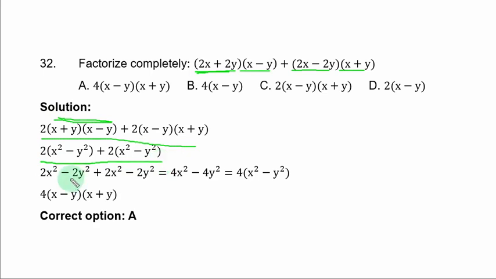If you open the bracket now, you have 2s squared minus 2y squared plus 2s squared minus 2y squared. No term can cancel out. When you add, you have 4s squared minus 4y squared. You factor out 4, you have s squared minus y squared. And by difference of 2 squares again, you have 4 bracket open s minus y and s plus y. A is the correct option.